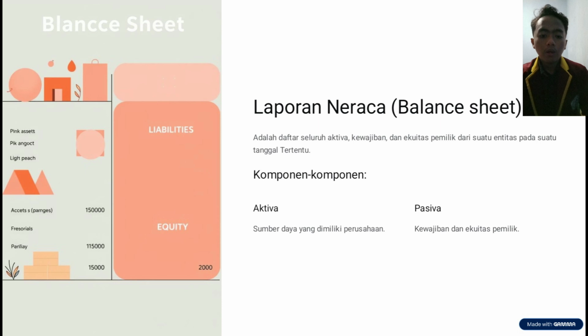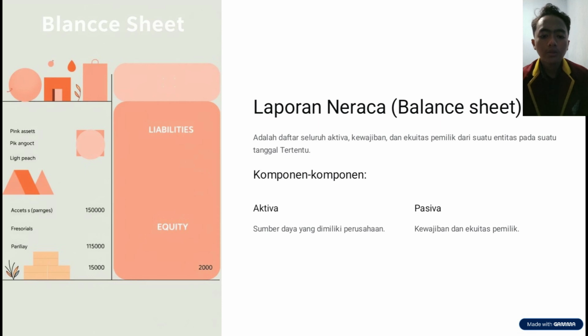Next, we have the balance sheet, or in Indonesian, Laporan Neraca. A balance sheet is a list of all assets, liabilities, and owner's equity of a company at a specific date. In simple terms, it shows what the company owns and what it owes. The balance sheet has two main parts: assets, and liabilities with owner's equity.